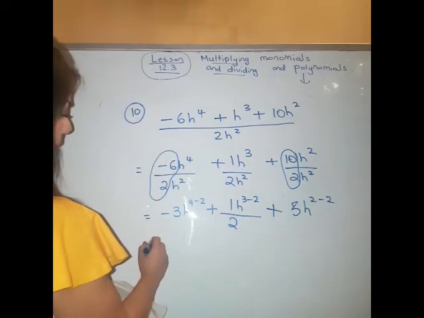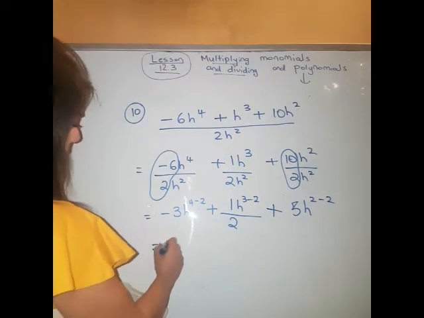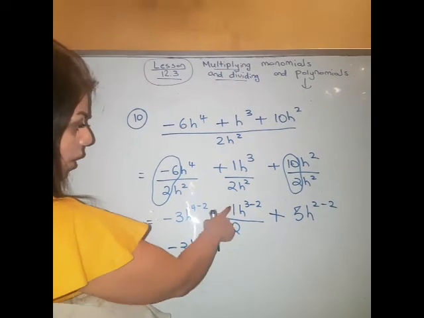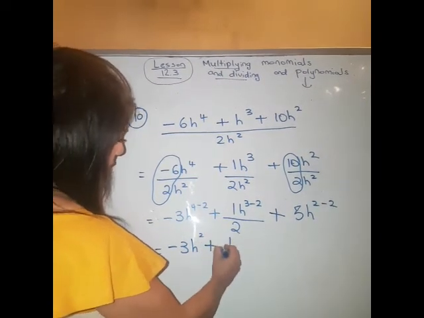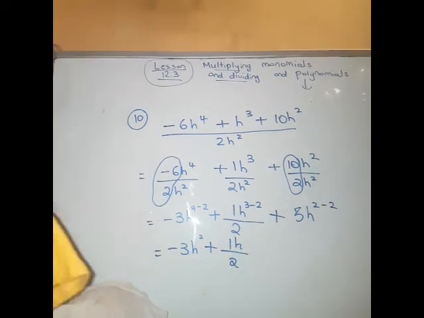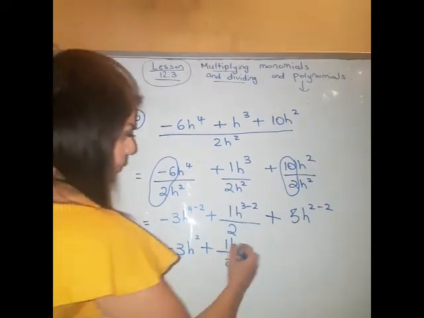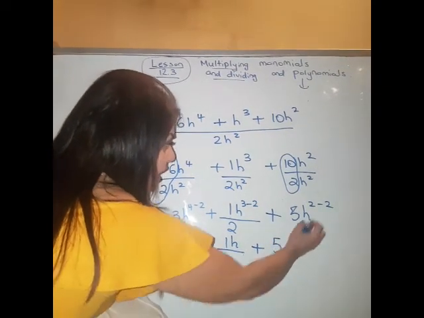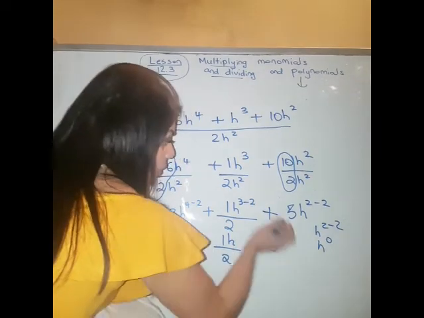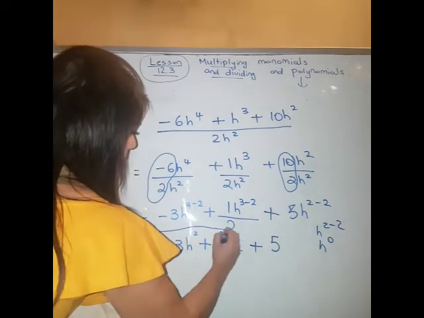I start adding and I start subtracting. -3. h to the 4 minus 2 is an h squared. 1 over 2 cannot be simplified. I leave it as it is. h to the 3 minus 2 is actually an h, so it's 1h over 2, plus 5. h to the 2 minus 2 is actually an h to the 0, so it's a 1. So this is my final answer.